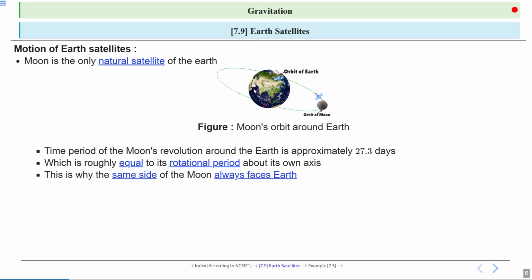Because the moon's rotational and orbital periods are synchronized, the same side of the moon always faces Earth. This is known as synchronous rotation, and it's a key reason why the moon's appearance remains consistent from our perspective.